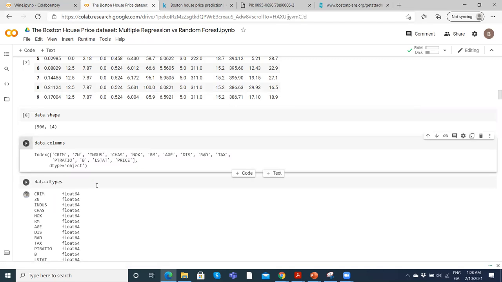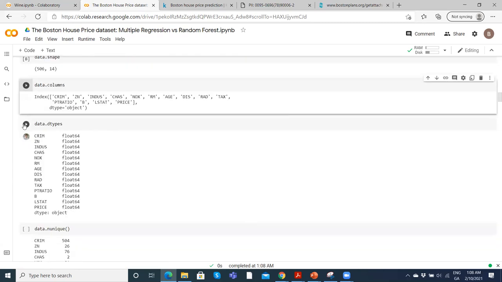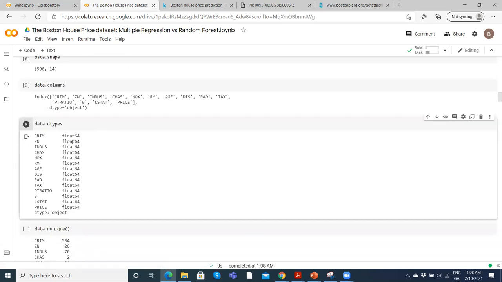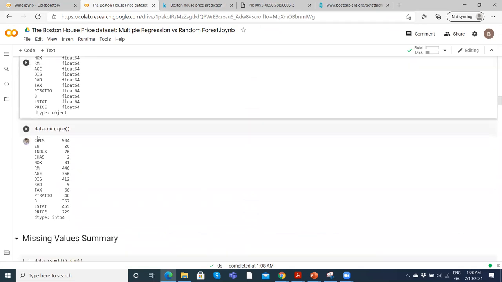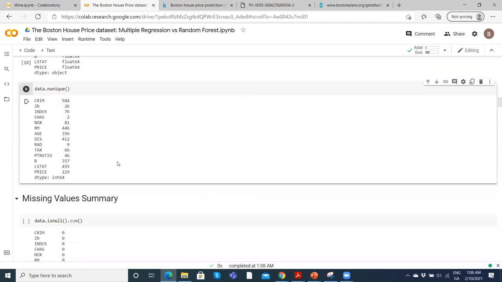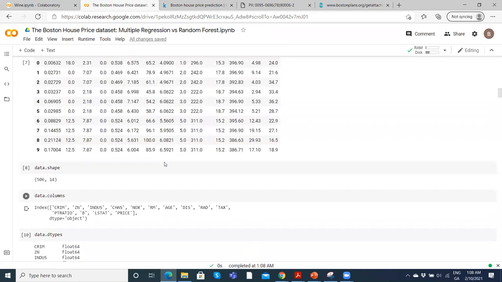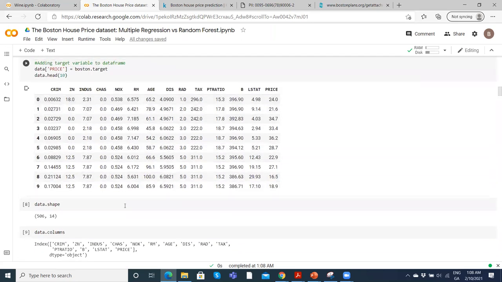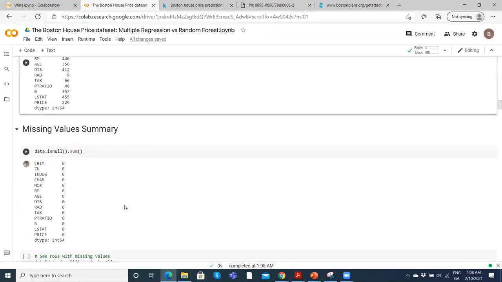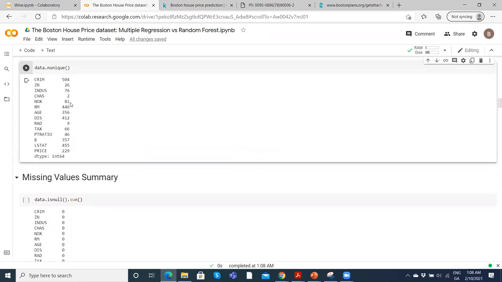And then we might have a look at the columns, what's in there. We might take a look at the type of values we have. They're numerical. Are we missing values? And the unique values. So in some instances, for the Charles River, it's binary. When we're looking for unique values in the Charles River variable, you either live beside a river or not. So it's either zero or one. So that's why we just have two values here.